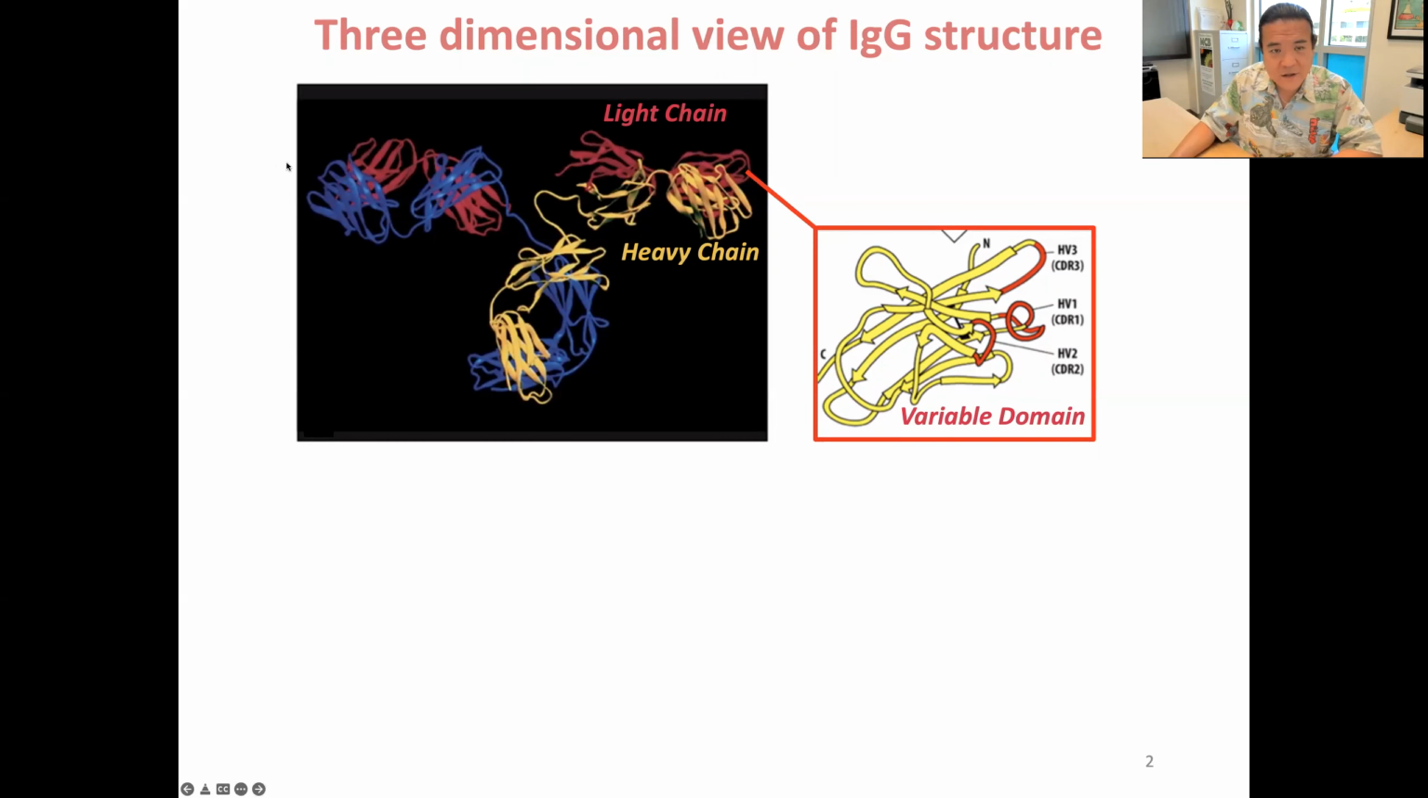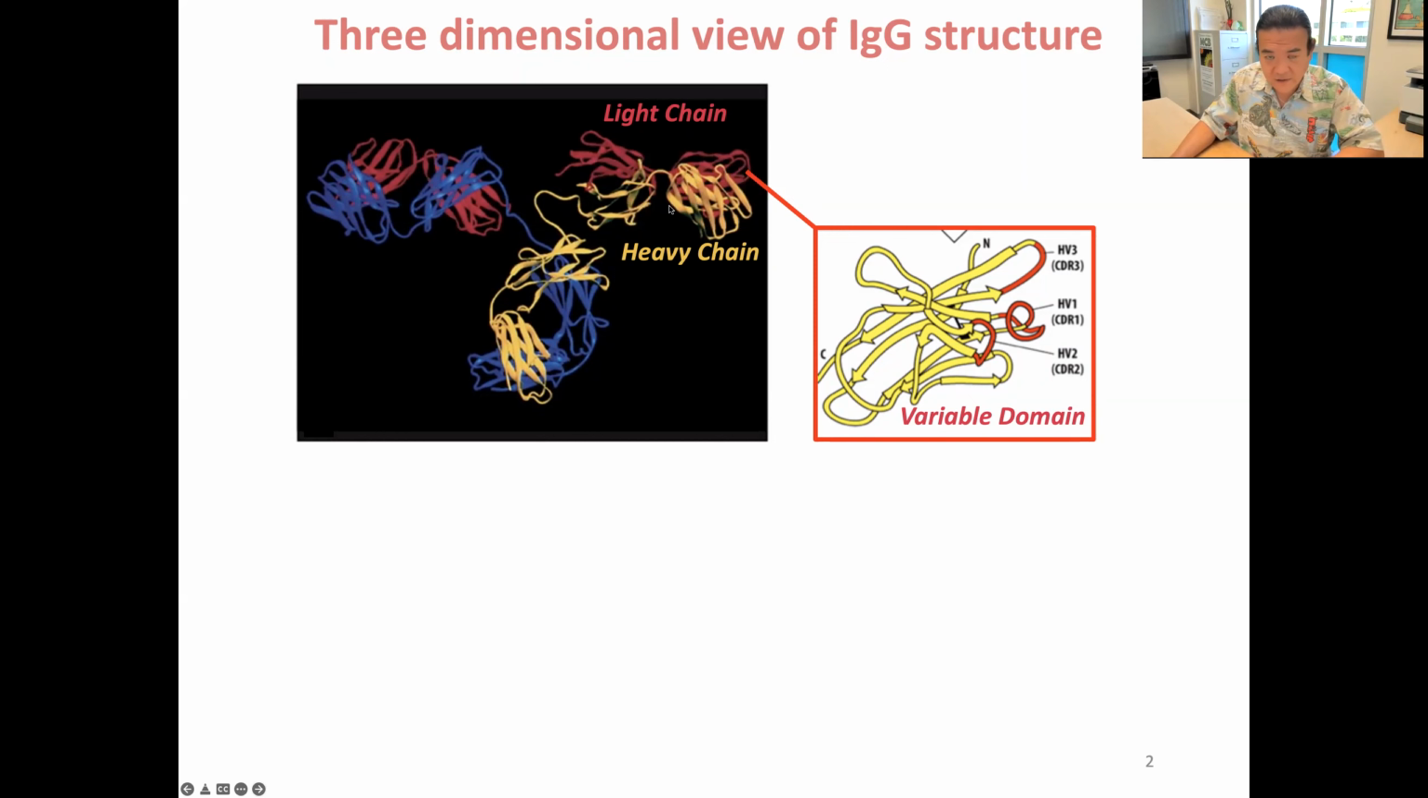So remember, at the end of each of these arms, so quick review, the immunoglobulin is made up of 4 polypeptide protein chains. The blue one and the yellow one are the heavy chain, and the 2 red ones shown here are the light chains. The end of each of the arms, you have the antigen binding variable domain.